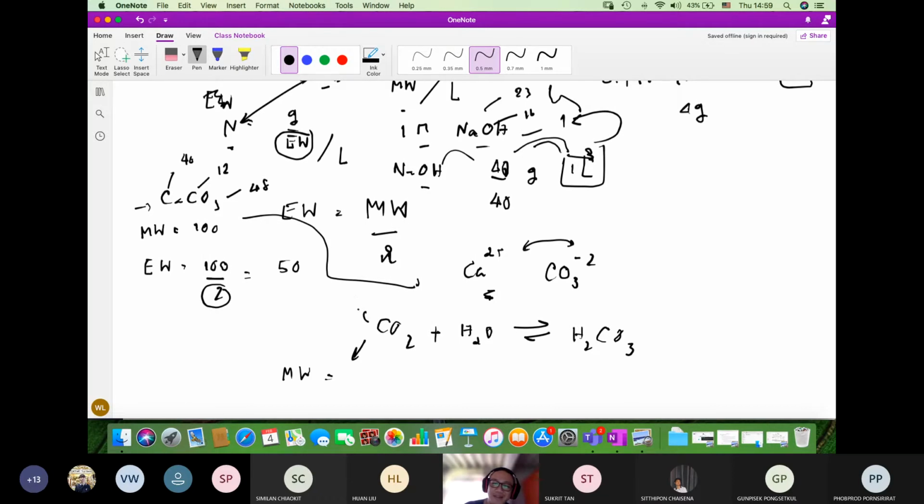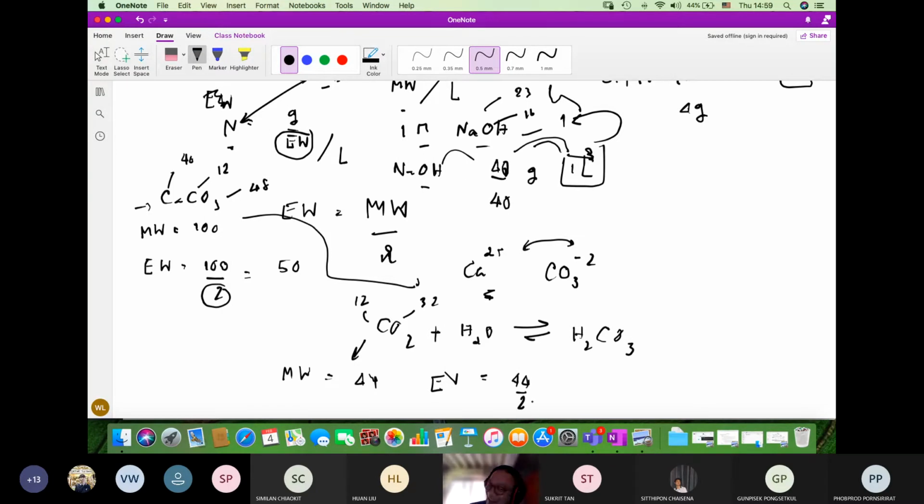This one is 12. This one is 32, right? Oxygen is 32. 16 into 2 is 32. So the molecular weight of carbon dioxide is 44. And what about the equivalent weight? The equivalent weight of carbon dioxide is equal to 44 divided by the number. So this number is 2.